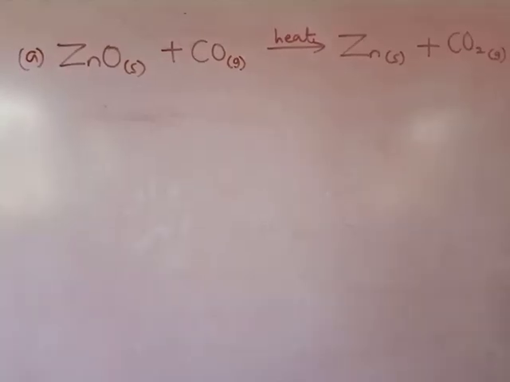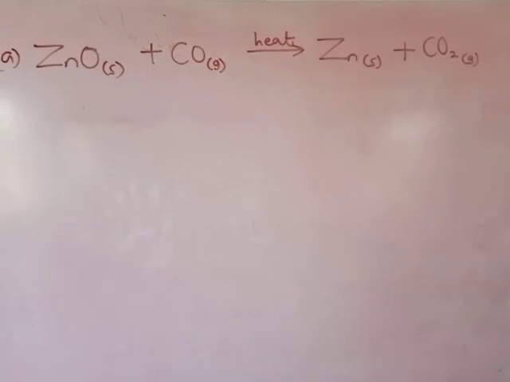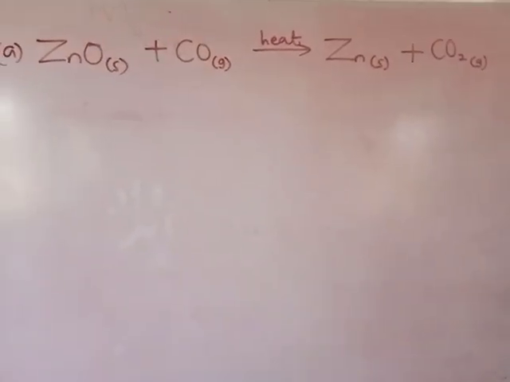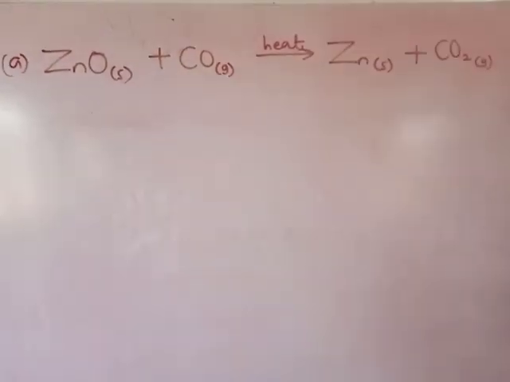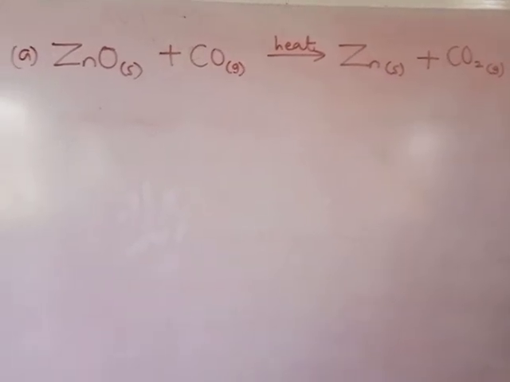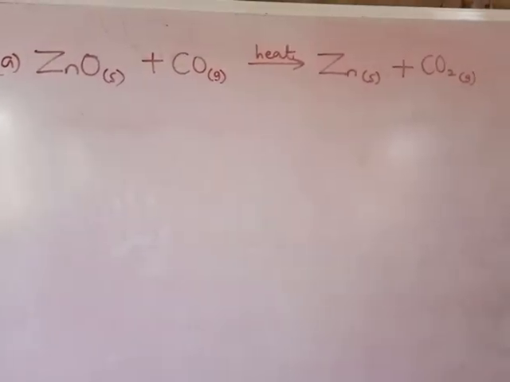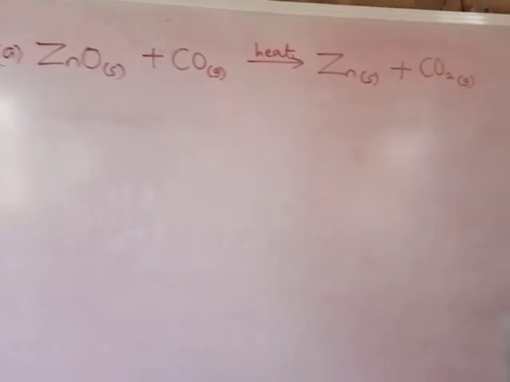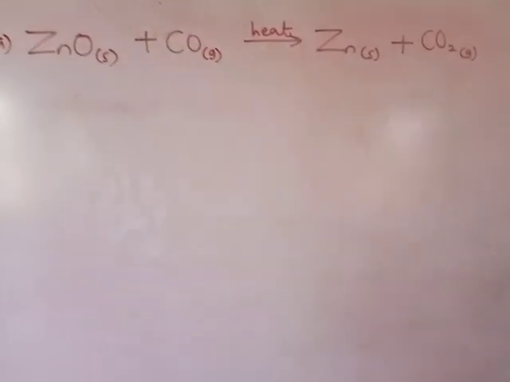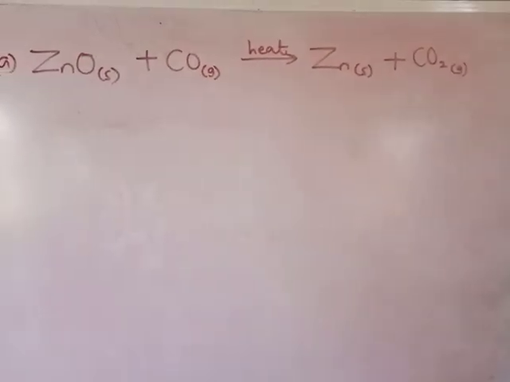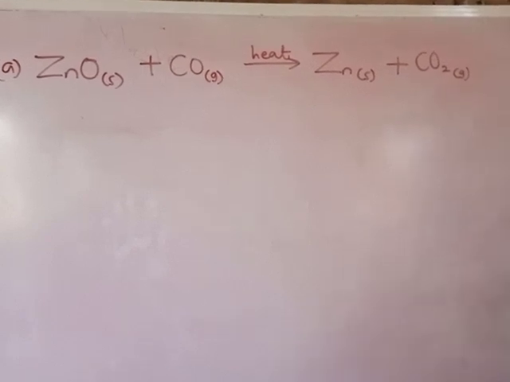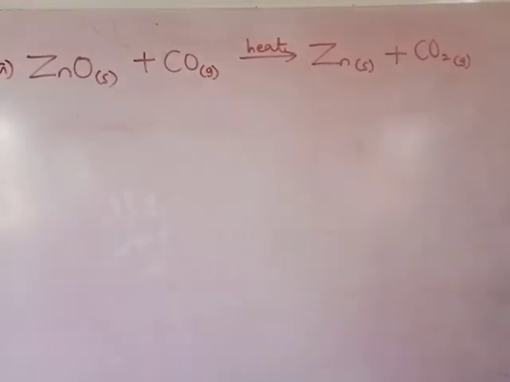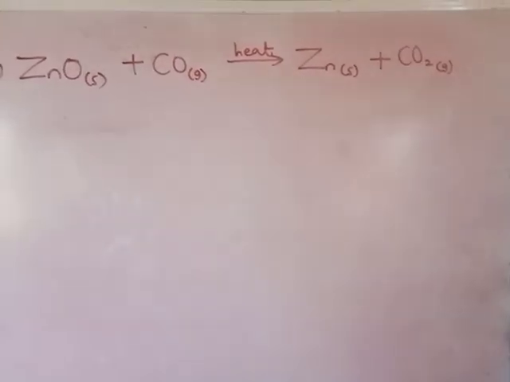Now, this is the first equation. Zinc oxide plus carbon monoxide gives zinc and carbon dioxide. Now, we want to check for the oxidizing agent and reducing agent. A reducing agent will be oxidized in the course of the reaction, and an oxidizing agent will be reduced. And do not forget that we will only check at the reactant side. Then how do we check that? Let's look for the oxidation number.